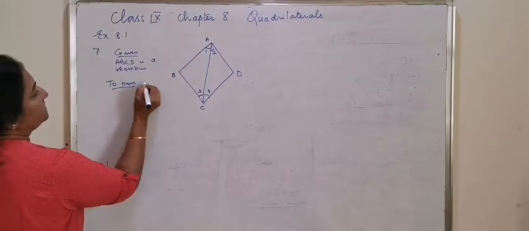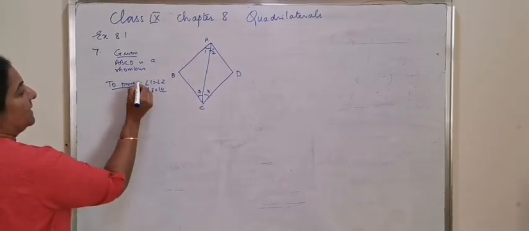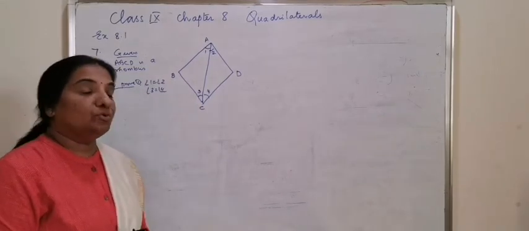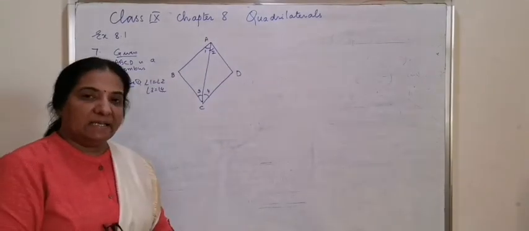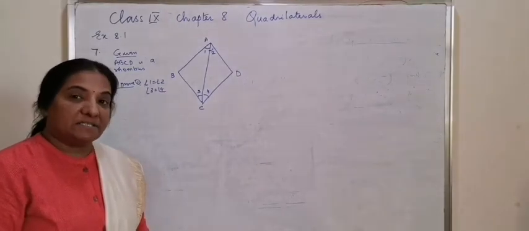That is to prove angle 1 is equal to angle 2 and angle 3 is equal to angle 4 as the first part. The second part, we have to prove that diagonal BD bisects angle B and angle D. Once this part is proved, the other part also can be done in a similar way.